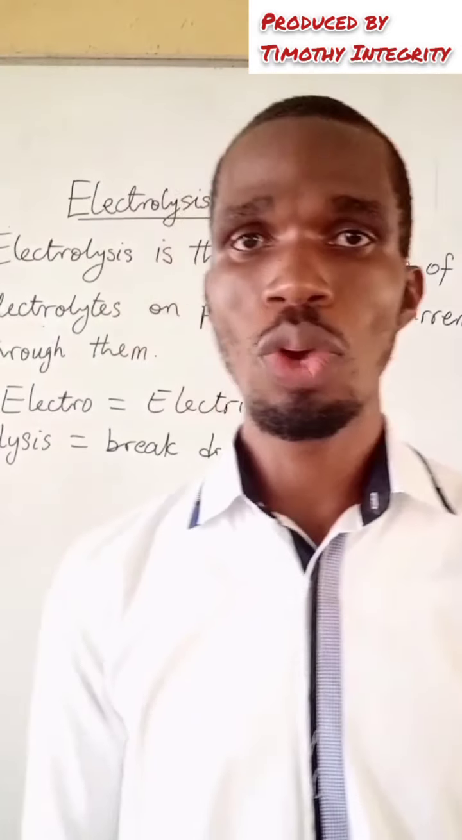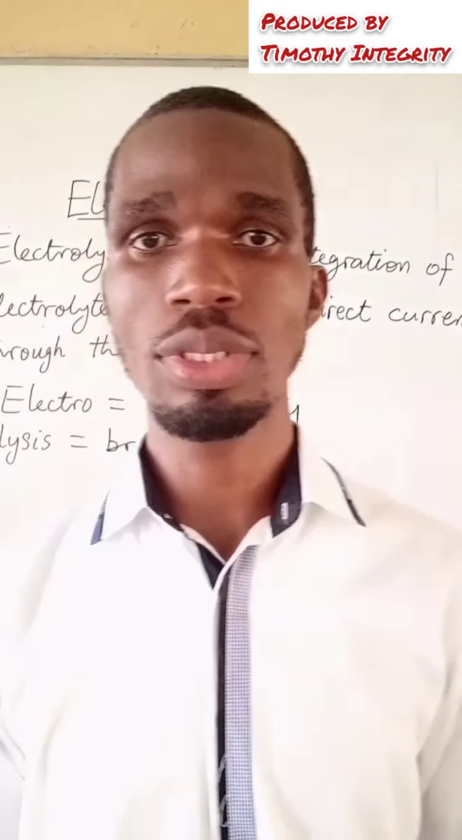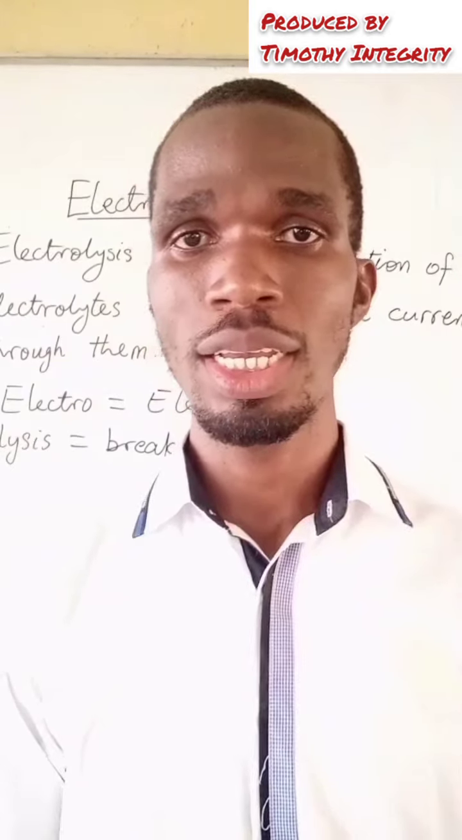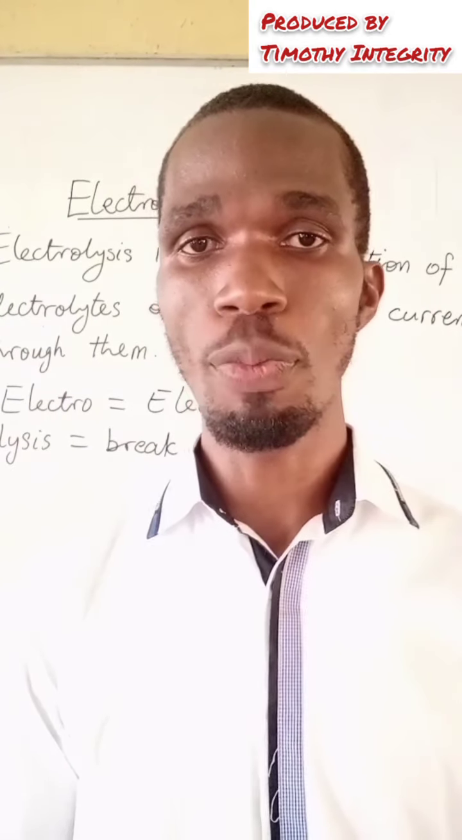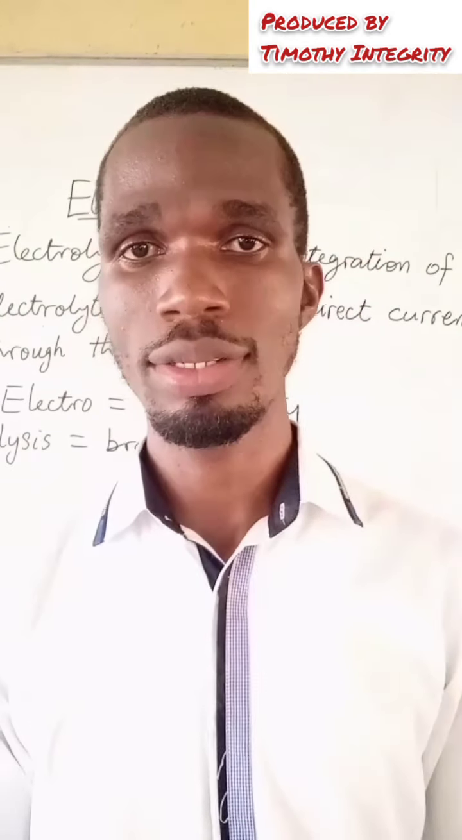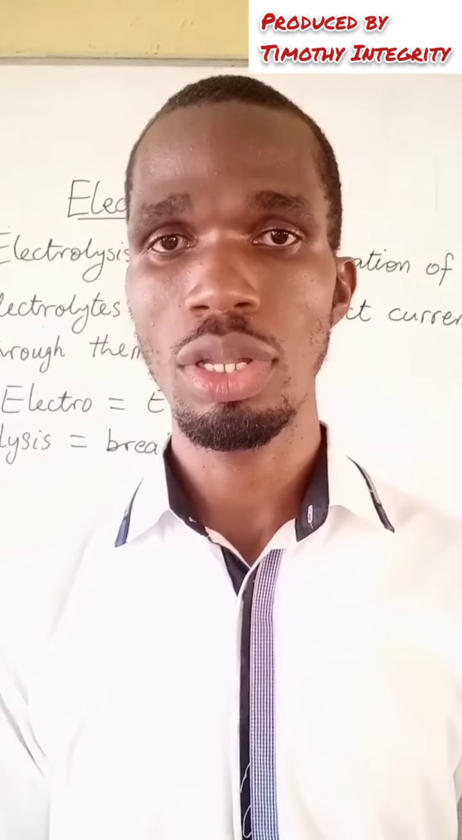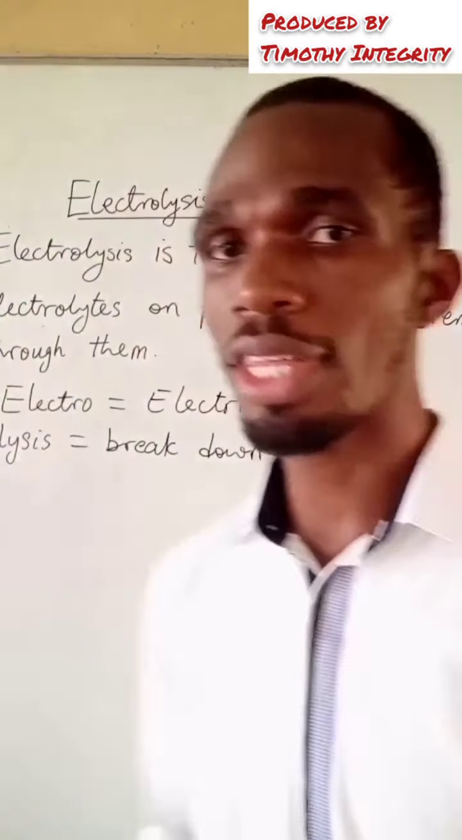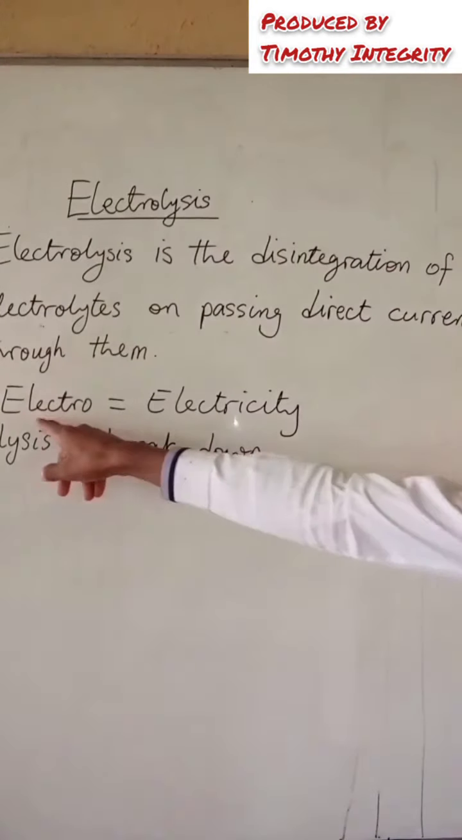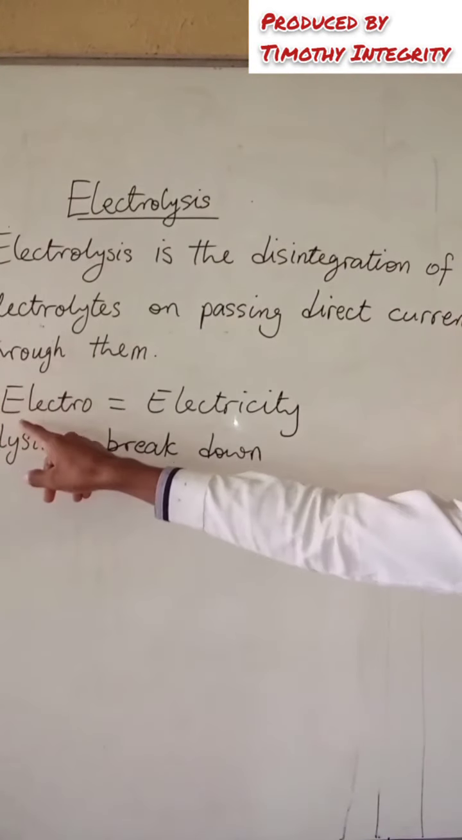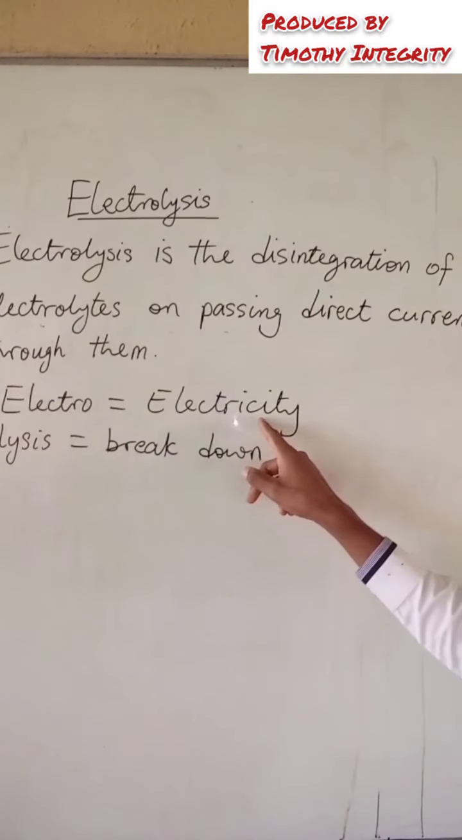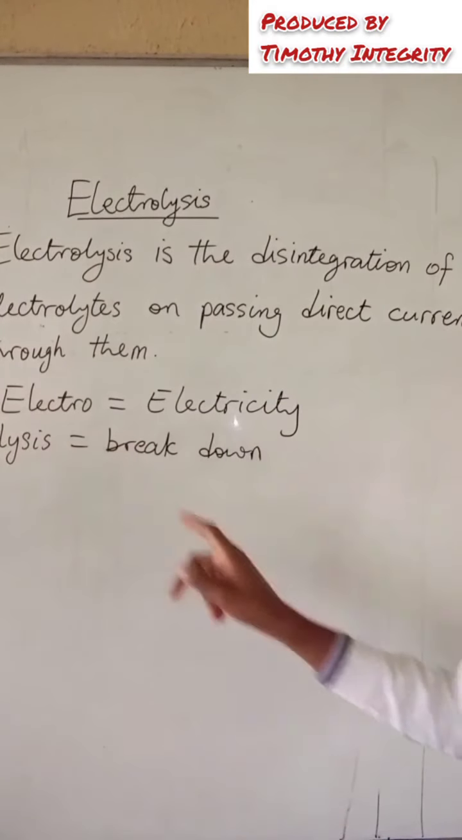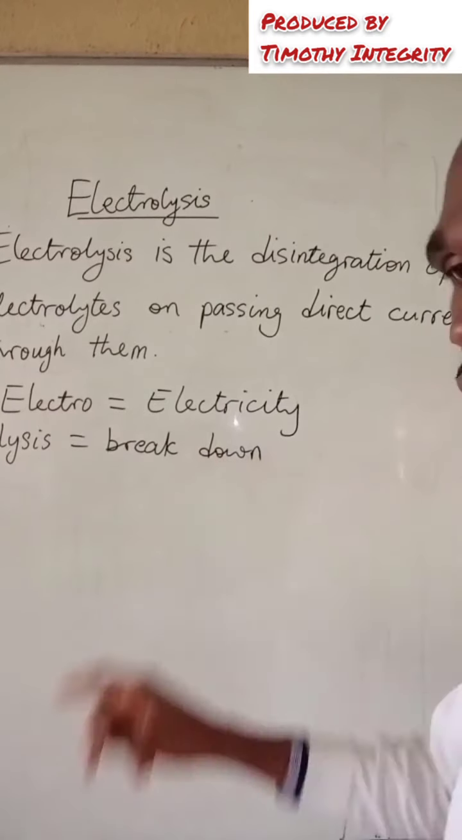In this video, we are examining the basic concepts of electrolysis. Electrolysis is the decomposition of electrolytes by passing electric current through them, particularly direct current. The term electrolysis comes from two terms. The first is electricity, and the second is lysis, which is breakdown.